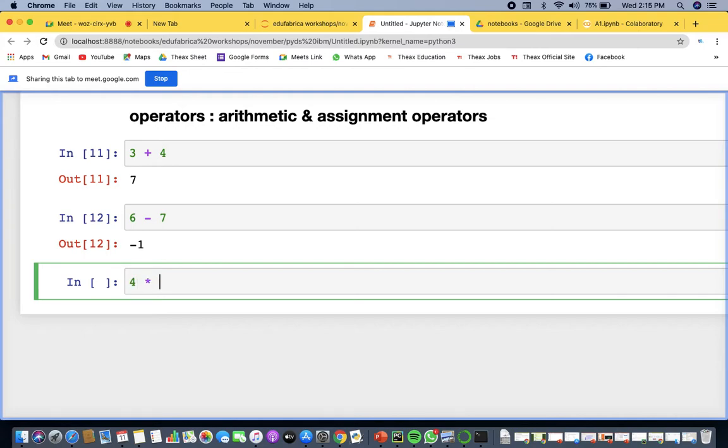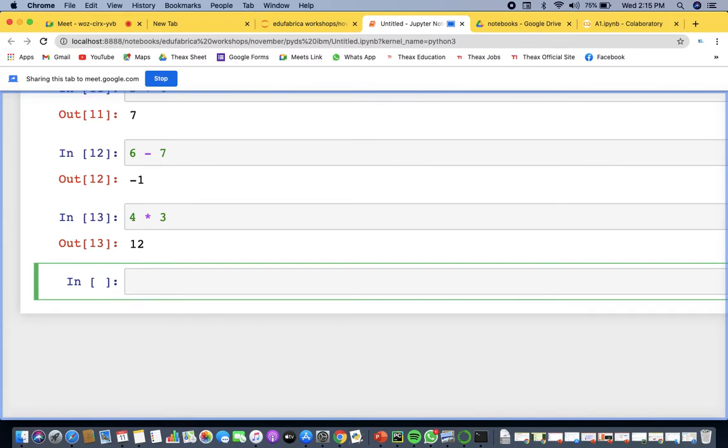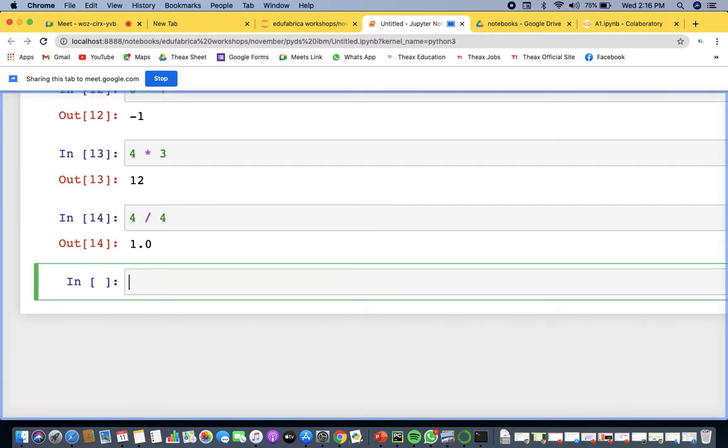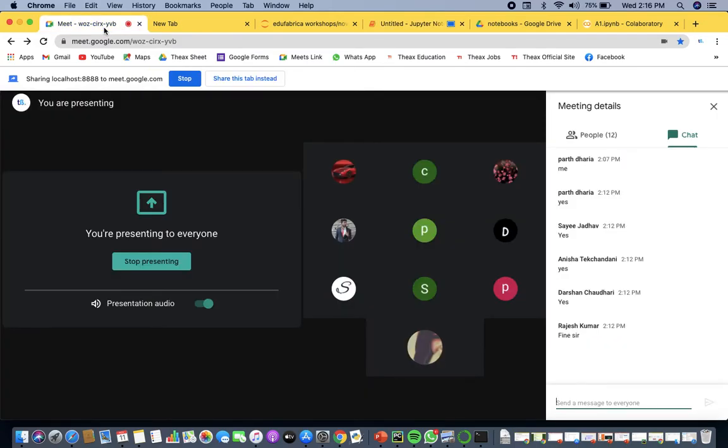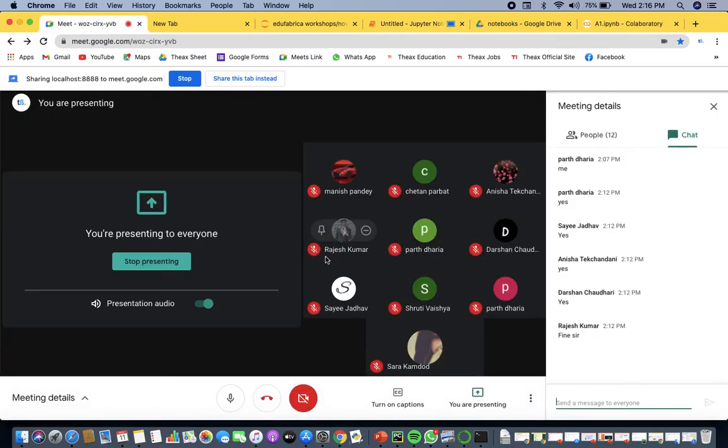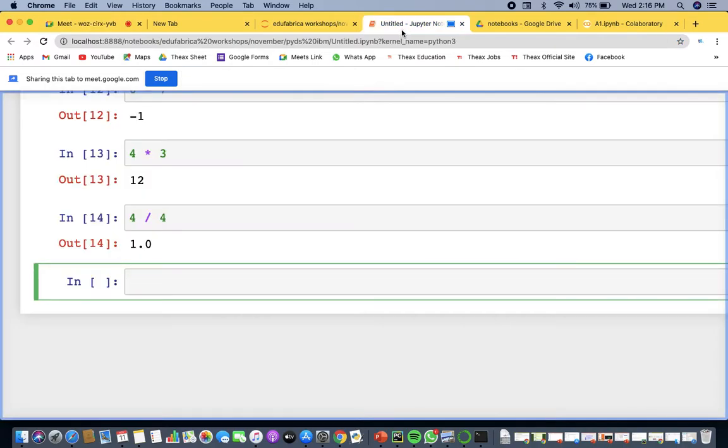If I say 4 multiplied by 3, that is 12, right? Now 4 divided by 4 gives 1.0, right? So plus, minus, multiplication, and division are quite simple, very easy. Now there are three more operators: integer division, exponentiation, and modulus.